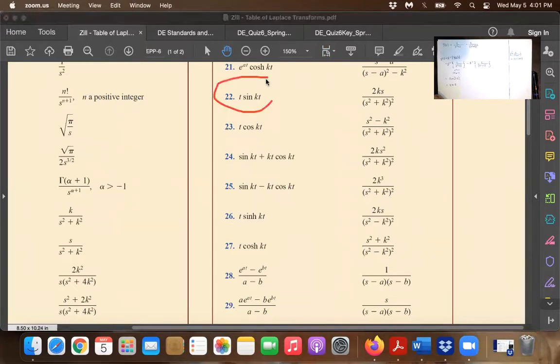Number 22. We've got a t times sine of kt, and this is 2 times k times s over s squared plus k squared quantity squared. Now the 2k is not there. Right now we only have a 1 in front of this s, but we could make that a 2k. We can always adjust the constant. So I know I need a 2k here. Let me write this rule down, and then we'll talk through the algebra that's necessary to make the form match. We want to make it match exactly. And the inverse transform of this is t times sine of kt.